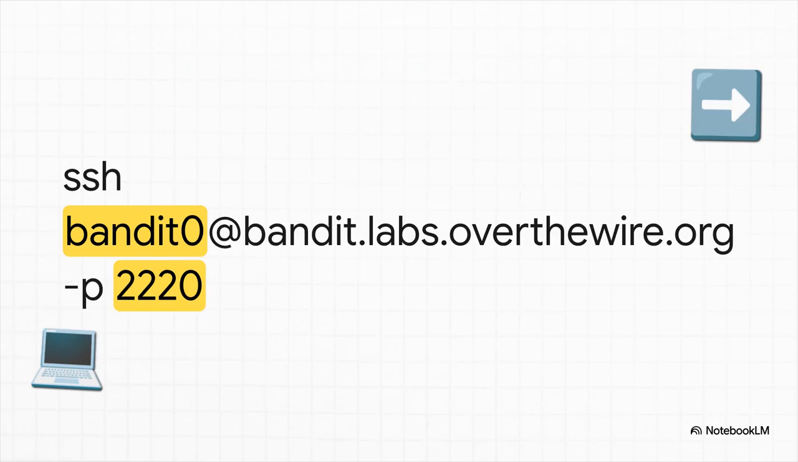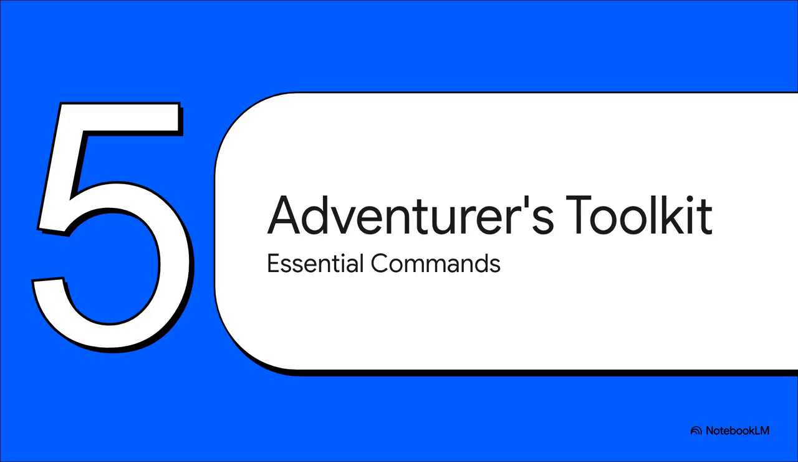SSH bandit0@bandit.labs.overthewire.org -P 202020. Let's break that down real quick. We're using SSH to log in as the user bandit0. The location is bandit.labs.overthewire.org, and we're using that special gate, port 202020. So go ahead, type that into your own terminal. And just like that, welcome to Bandit.